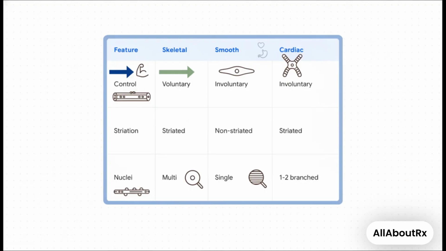You are almost guaranteed to get a question asking you to contrast the 3 main types of muscle: skeletal, smooth, and cardiac. Walk through this with me. For control, skeletal is the only one you move voluntarily. Smooth and cardiac are strictly involuntary. For striations, those little stripe patterns, skeletal and cardiac have them, but smooth muscle absolutely does not. Finally, the nuclei. Skeletal fibers are long and multinucleated, smooth has just one central nucleus, and cardiac cells usually have 1 or 2 nuclei and a very distinct branched shape.